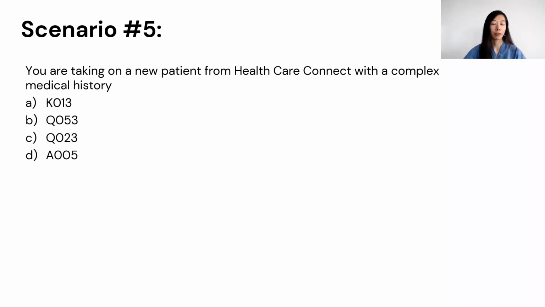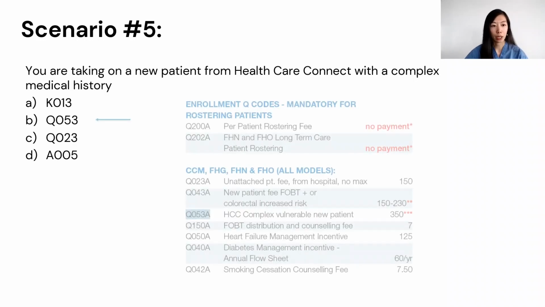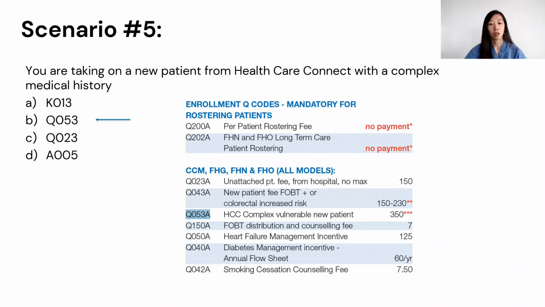Okay, scenario 5. You are taking on a new patient from Healthcare Connect with a complex medical history. What would you bill for this? So take some time to control find on the SGFP document and write down your answer. And the answer is B, the Healthcare Connect complex vulnerable new patient.